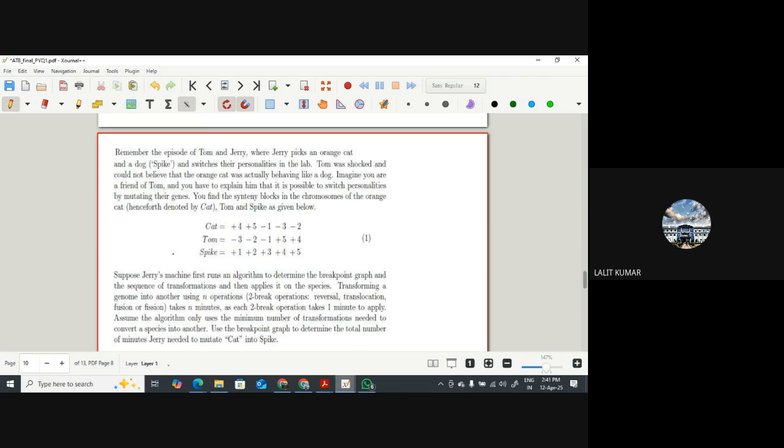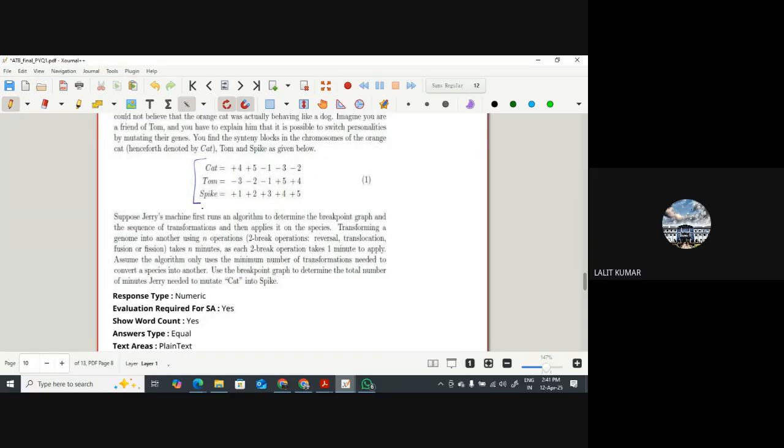So this is about 3 species, and mainly they are asking to use the breakpoint graph to determine the total number of minutes Jerry needs to mutate cat into Spike, and every breakpoint operation takes 1 minute. So essentially we have to find how many 2-breakpoint operations there are, which is known as the 2-breakpoint distance. And how do we do that? We have to take cat and we have to take Spike.